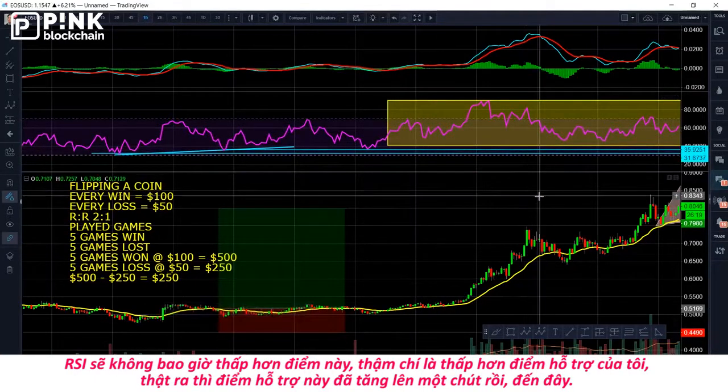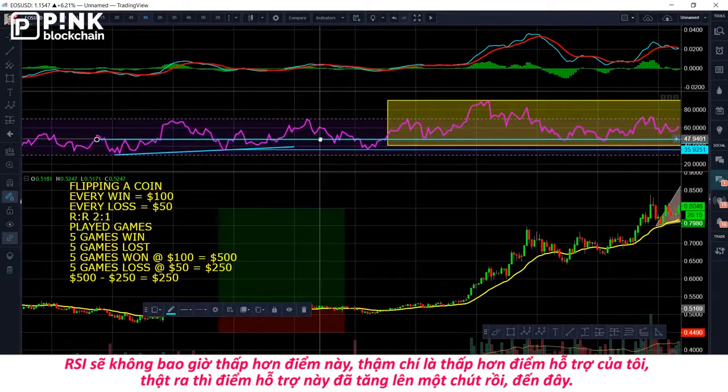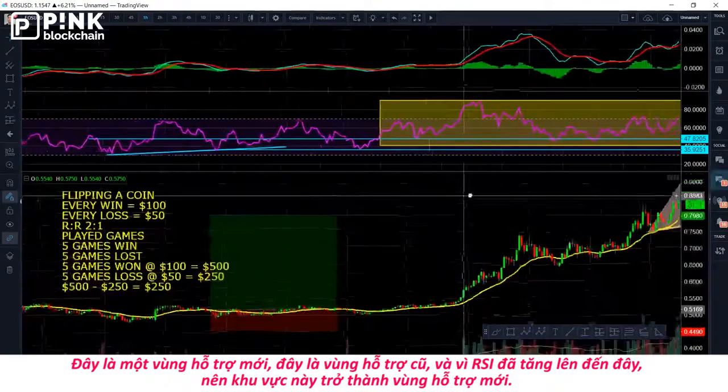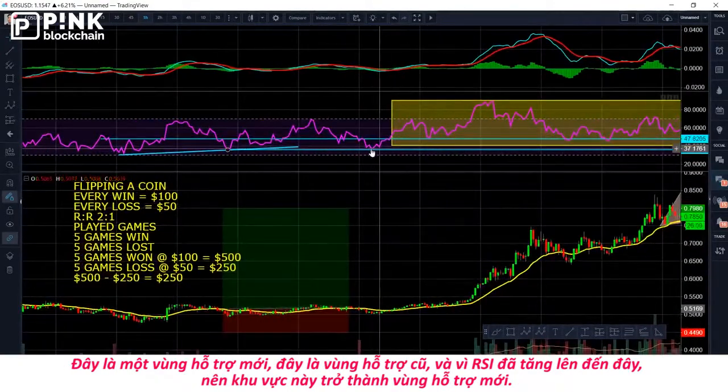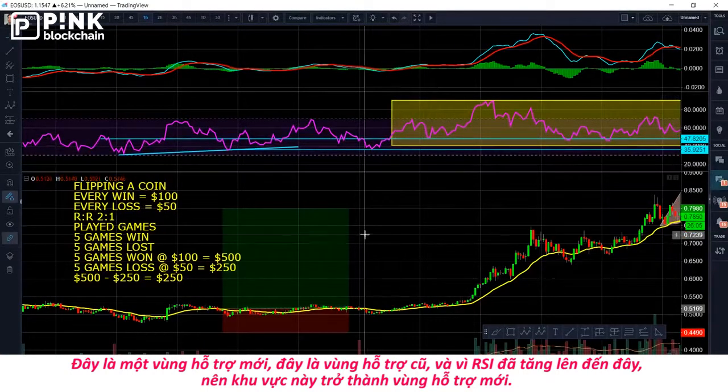It never even got lower than my support. In fact, this support raised a little bit, right? It ended up raising a little bit to right about there, okay? This is a new support area, and that's really important. This was the old support area, and because it bounced off of here, that is the new support area.